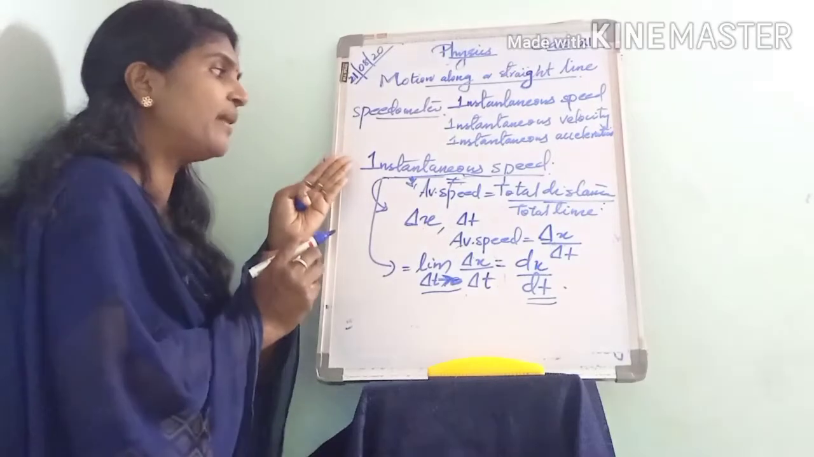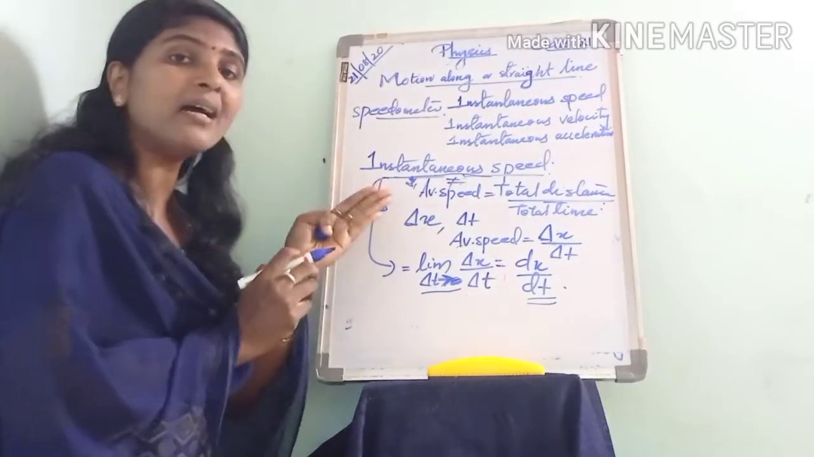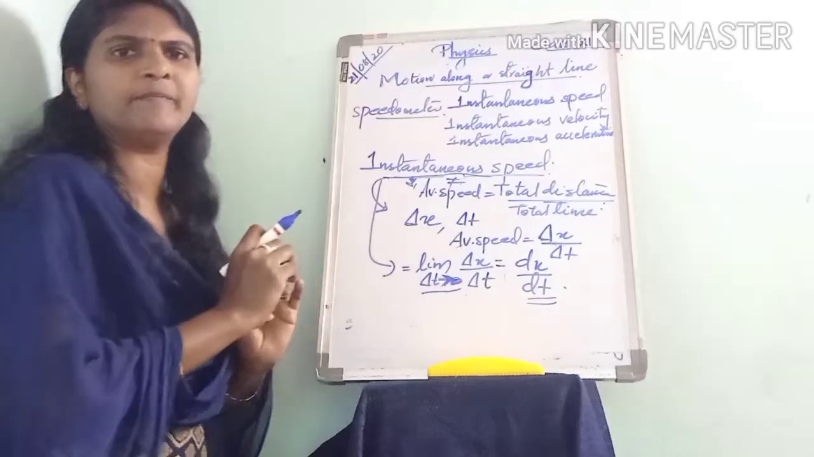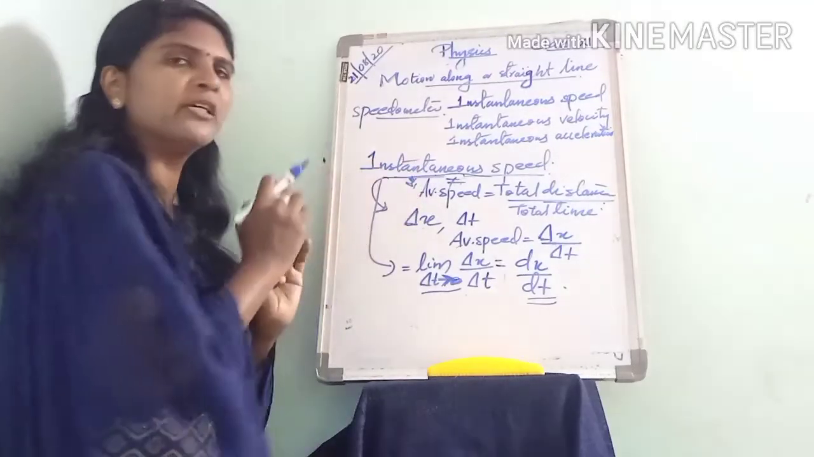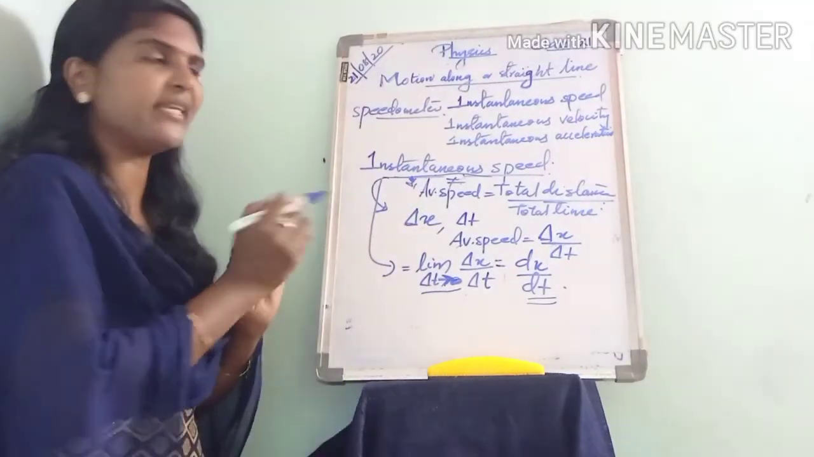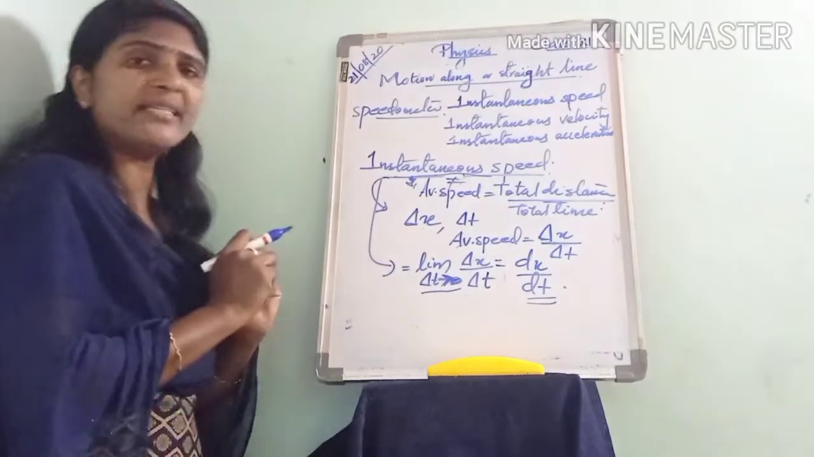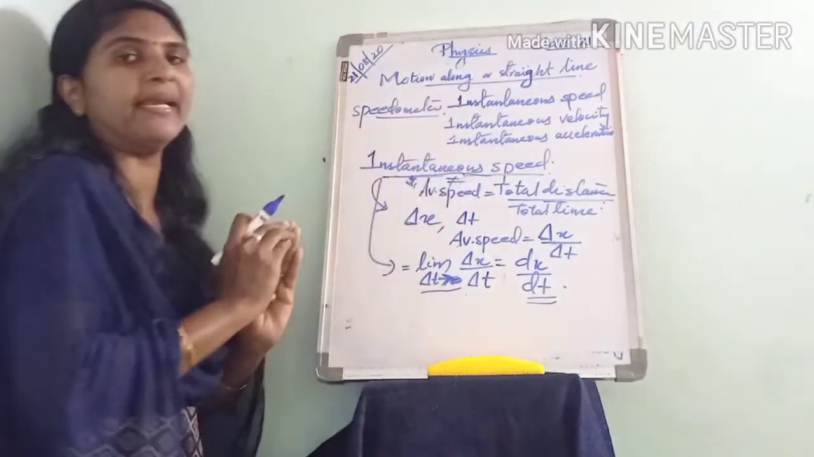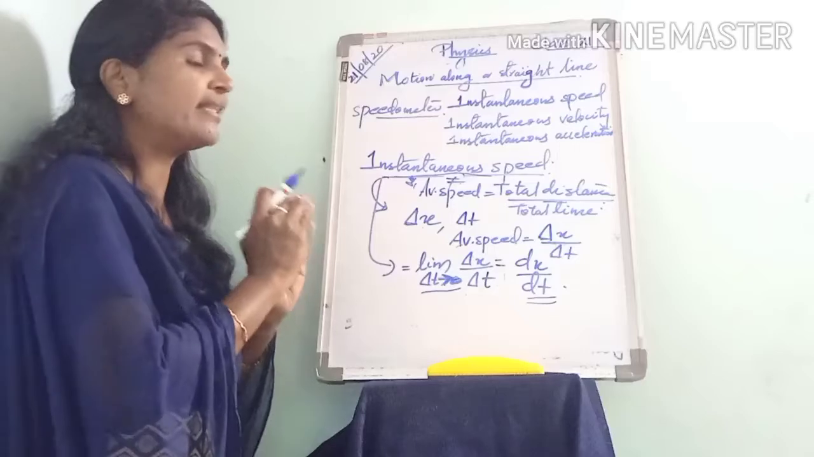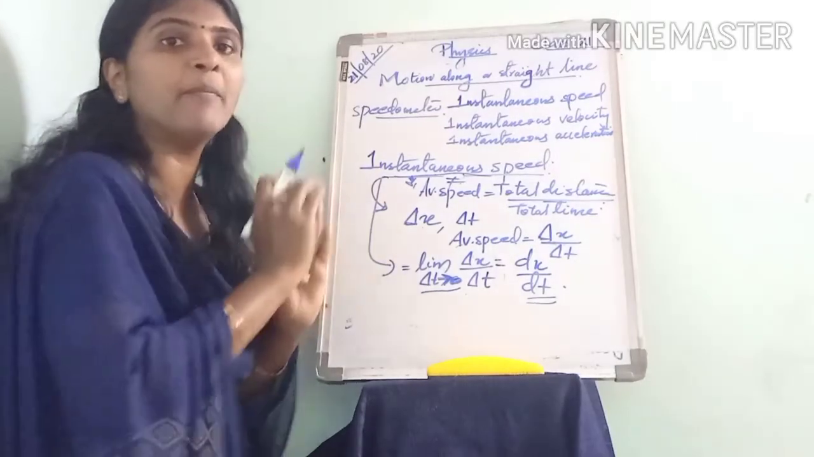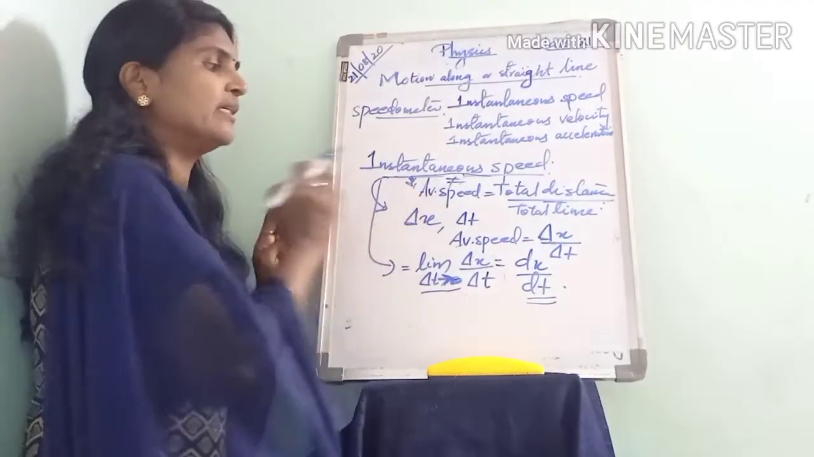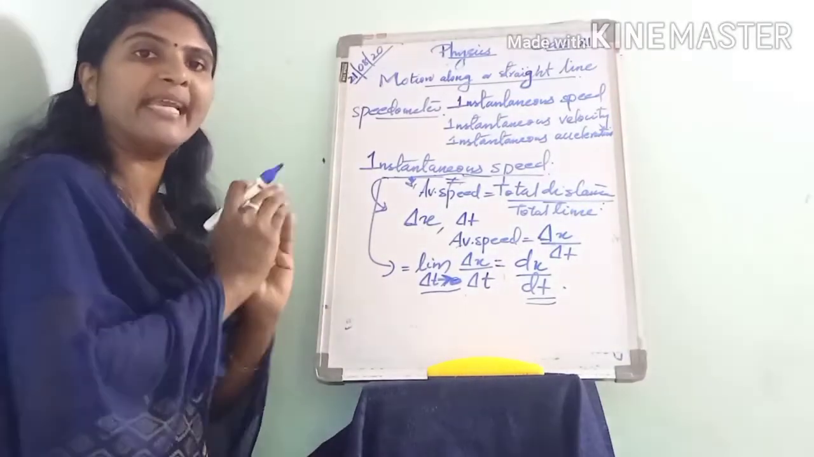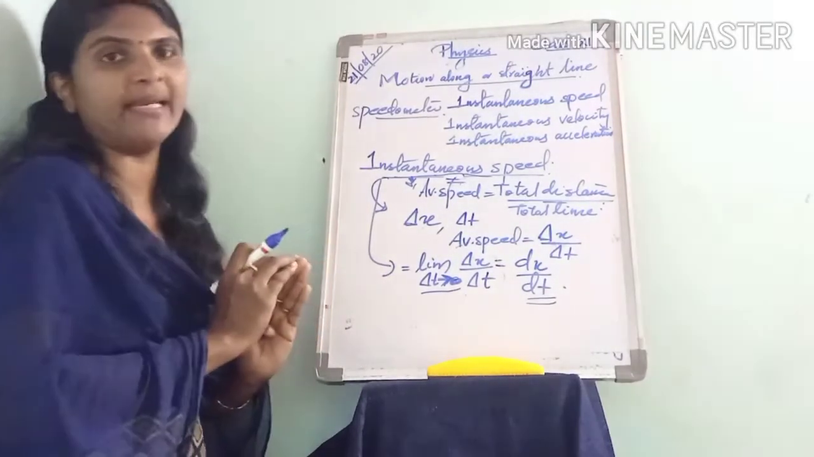The speedometer measures the instantaneous speed. It gives the speed at every moment. We know the speed of the vehicle using this speedometer. So it does not give the average speed of the vehicle, but it gives the instantaneous speed. We can know the speed of the vehicle at every moment by using the speedometer.